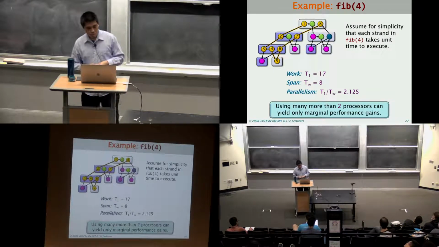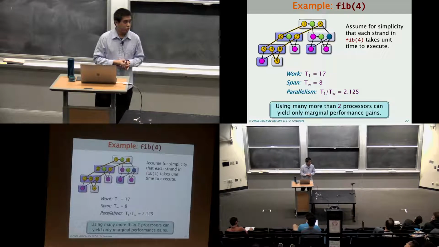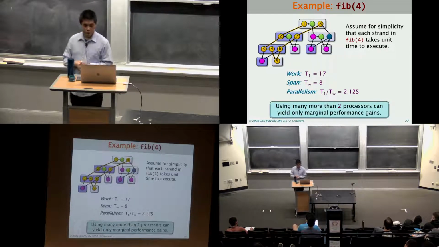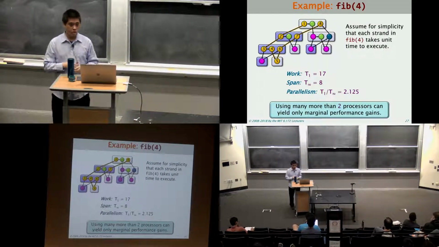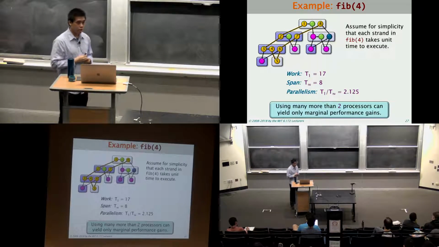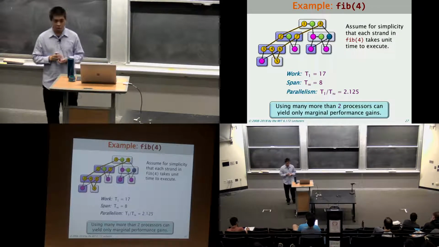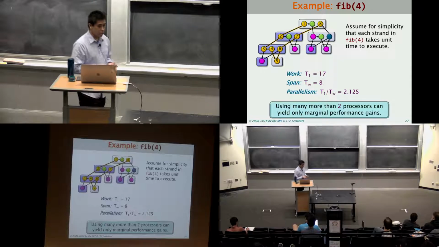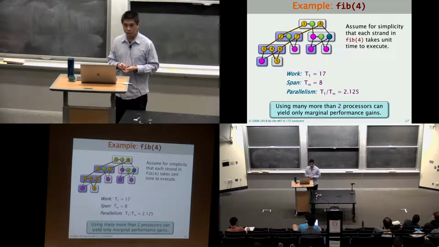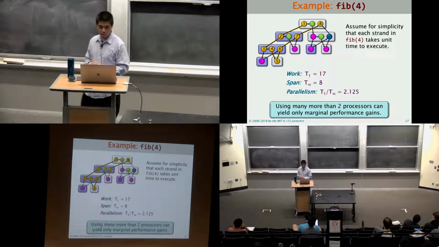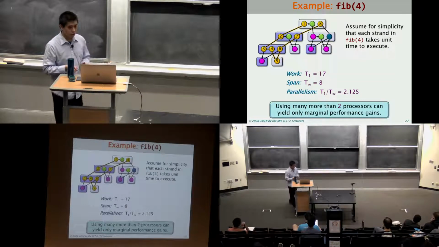OK, so to figure out how much parallelism is in your computation, you need to analyze the work of your computation and the span of your computation, and then take the ratio between the 2 quantities. But for large computations, it's actually pretty tedious to analyze this by hand. You don't want to draw these things out by hand for a very large computation.